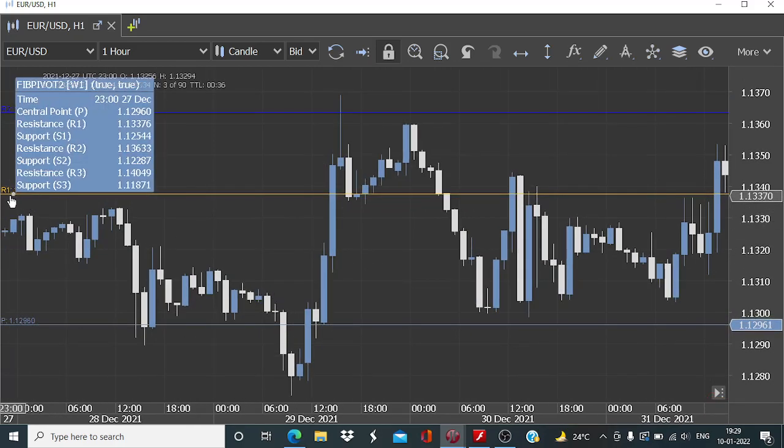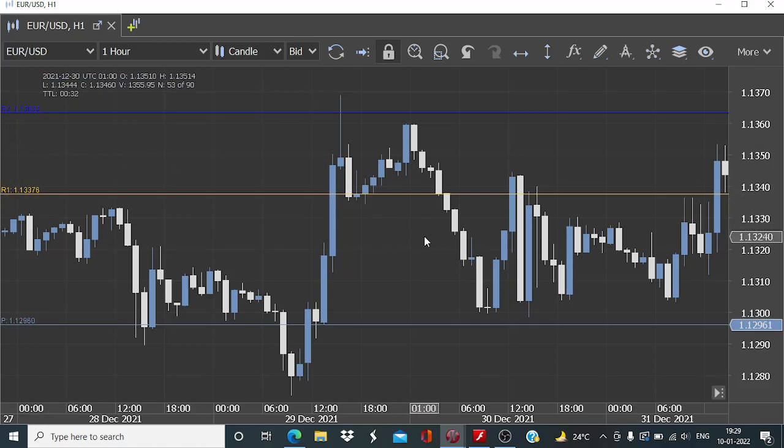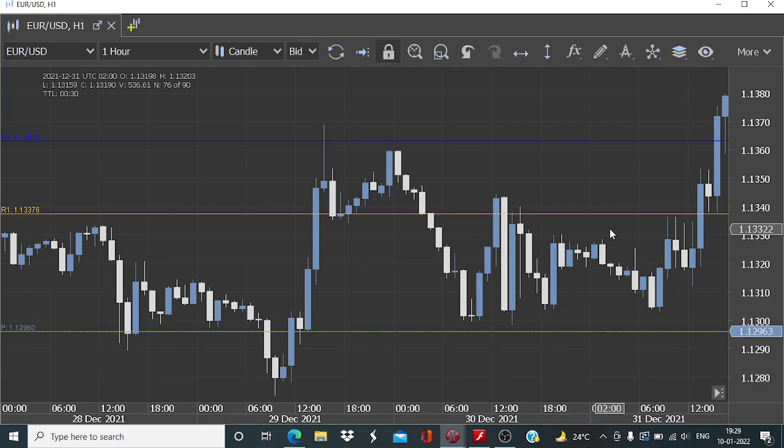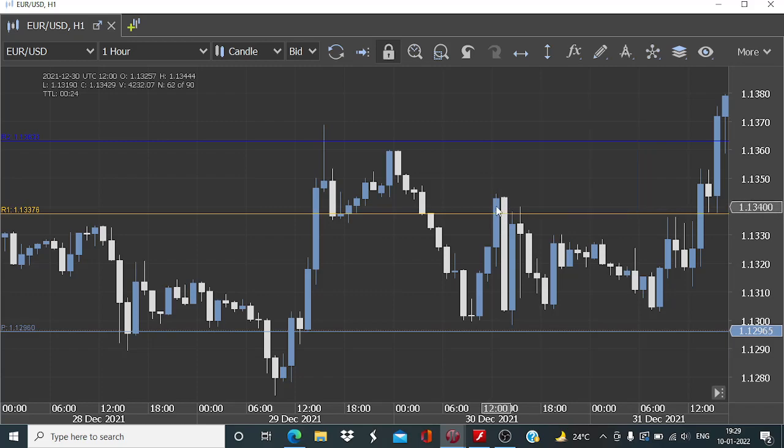Here we will utilize the first resistance to be our guiding factor, guiding light. We will need the last hourly candle to have closed below this first resistance, whereas the penultimate hourly candle should have closed on the higher side. And as we had done in the case of the buy side, here also we will be taking into consideration the hourly candle which has closed 24 hours back, and that should have closed on the higher side.